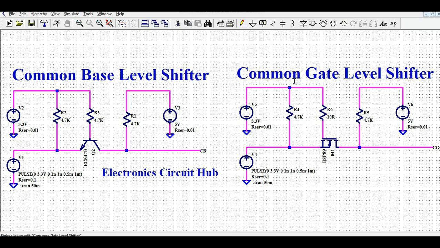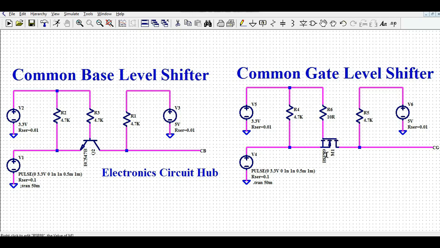For the common base level shifter I call this CB, and for the common gate level shifter I call this CG. The only difference between the common base level shifter and the common gate level shifter is that, instead of using the NPN transistor Q2, here I have used an N channel MOSFET. If you use a MOSFET instead of a transistor, you will have many advantages.